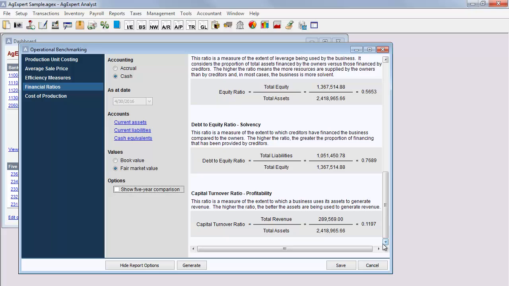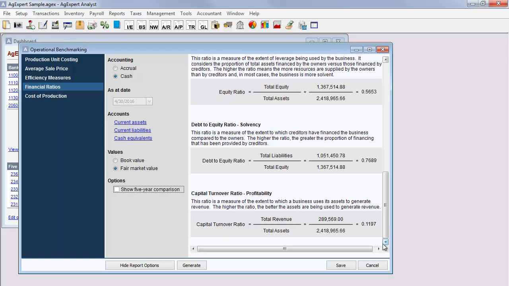Comparing this value to a value generated by another farm of similar size and composition can be very useful when determining if you are getting the most out of your machinery. It can also be used in a year-over-year comparison to evaluate trends within your own farm.